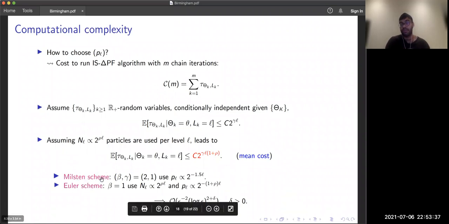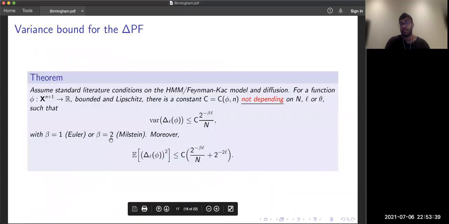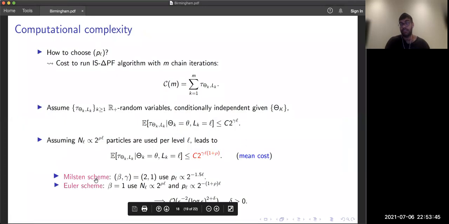So for example, if we use the Milstein scheme, which we know is beta equals 2, where beta is just the strong order of convergence, then if we want to get an optimal computational complexity for the multi-level Monte Carlo scheme, what we usually do is choose N_l to be proportional to 1 and P_l to be proportional to this. So this is for the Milstein scheme. And then for the Euler scheme, because we know it's beta equals 1, the scaling has to be a little bit different between these quantities. So instead, we scale N_l to be 2 to the rho l and P_l to be 2 to the minus 1 plus rho l.